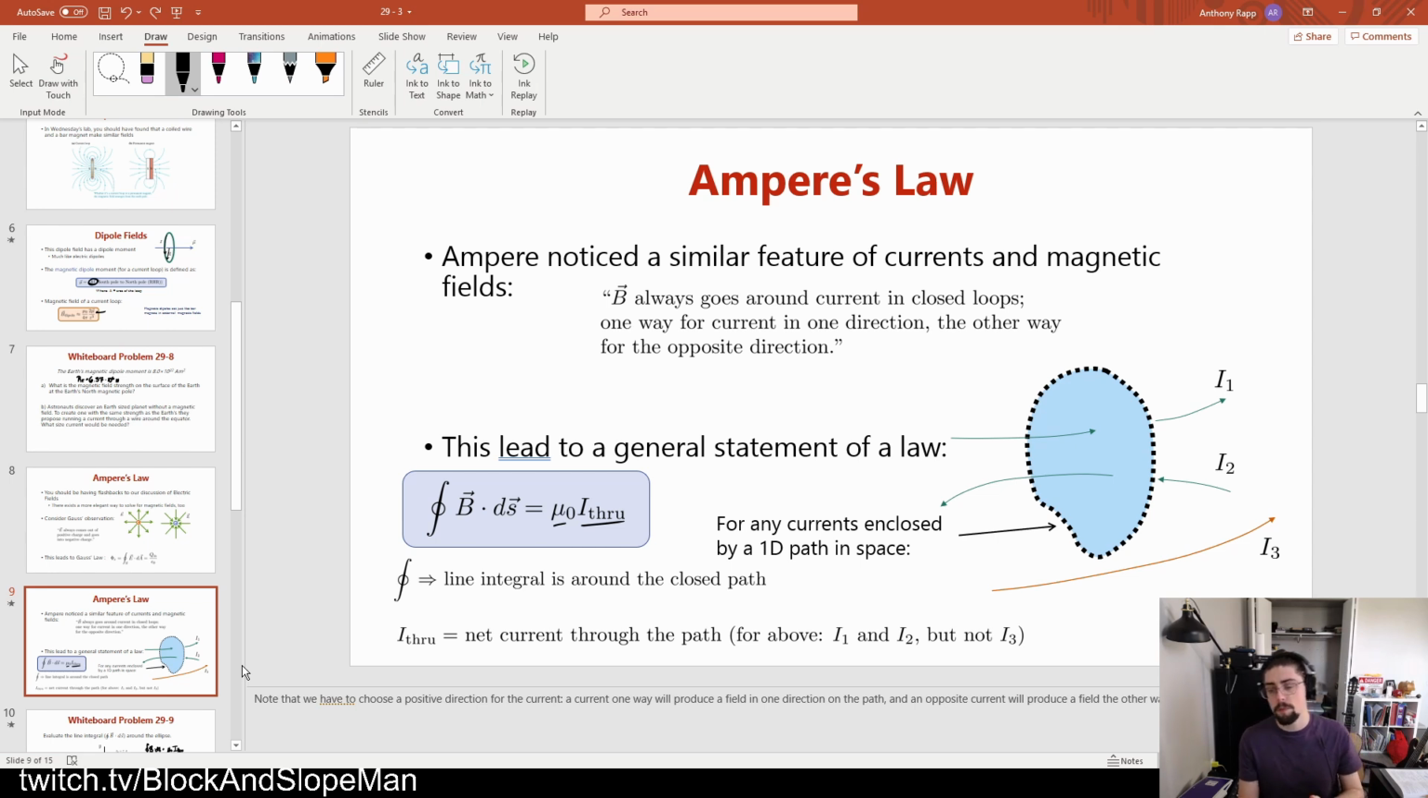Now, there are a couple things that I do want to specify here. When we're talking about something like I through, we're specifically talking about a net current. So if we see I1 going to the right and I2 going to the left, then we need to take the difference between those two because they're counteracting each other. If I've got 5 amps going this way and 5 amps going this way, my net current going through is 0. So we have to keep that in mind. Anything to the outside, like I3 here, does not get counted. But you can imagine that this might be a little bit complicated at first. This shape is meaningless to us right now, but if we could find some slightly more symmetric cases, perhaps this would be very useful.